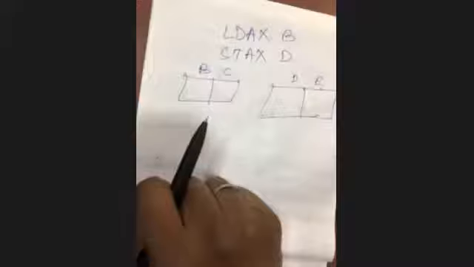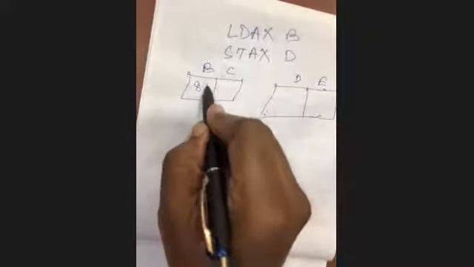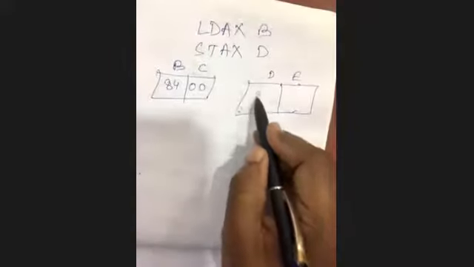Sir, what are the values of B, C and D? 84. Sir, D? 85. 8500.